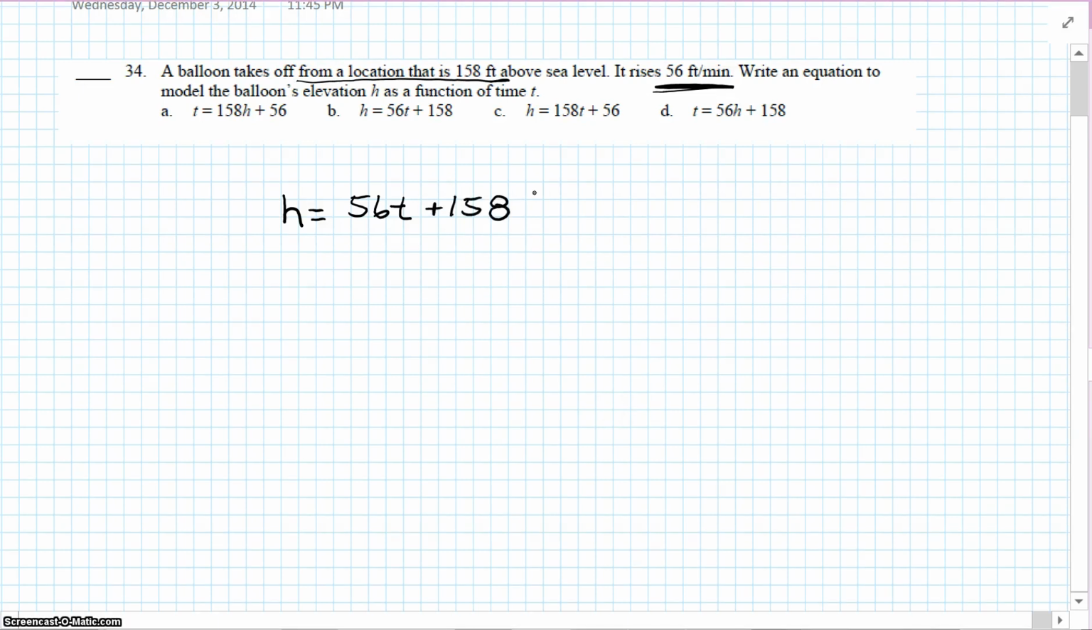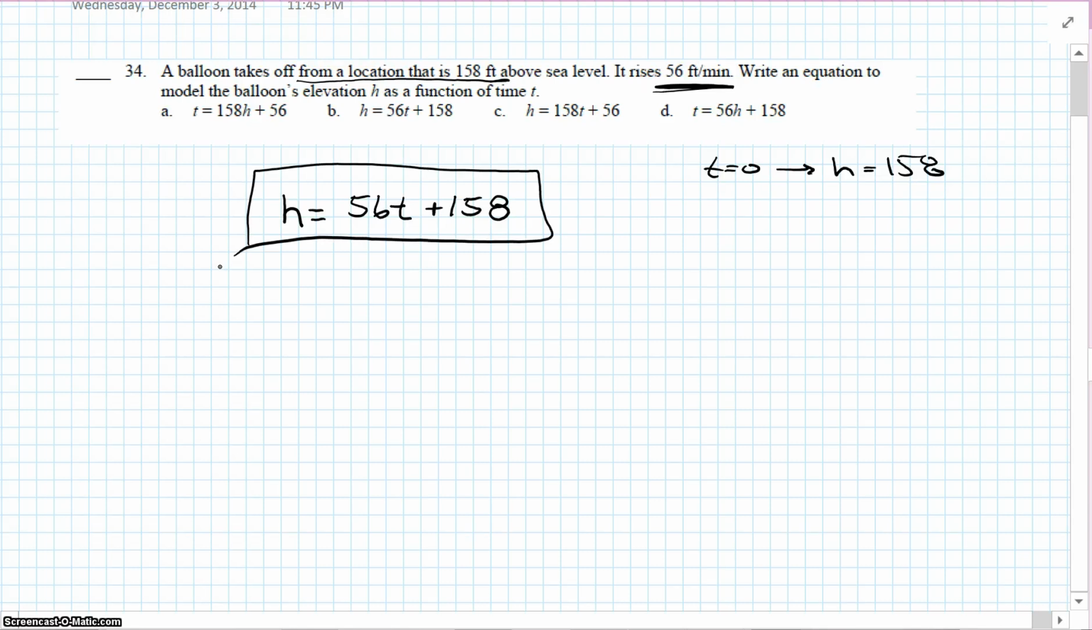So when T was zero, the height was 158. So our equation needs to look like this. H equals 56T plus 158. So our answer would be B.